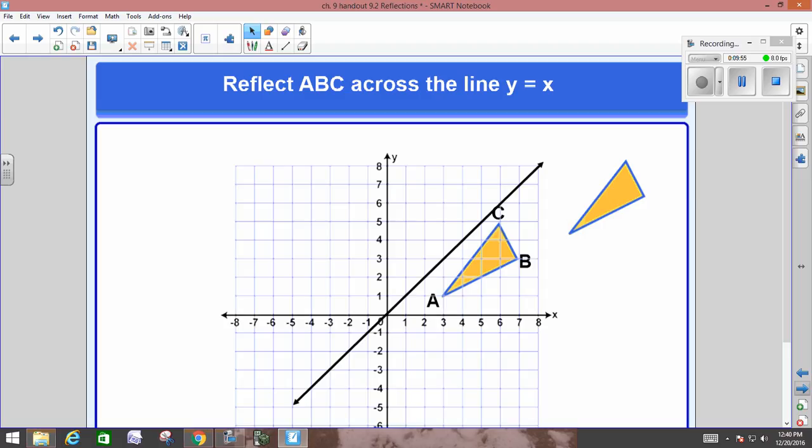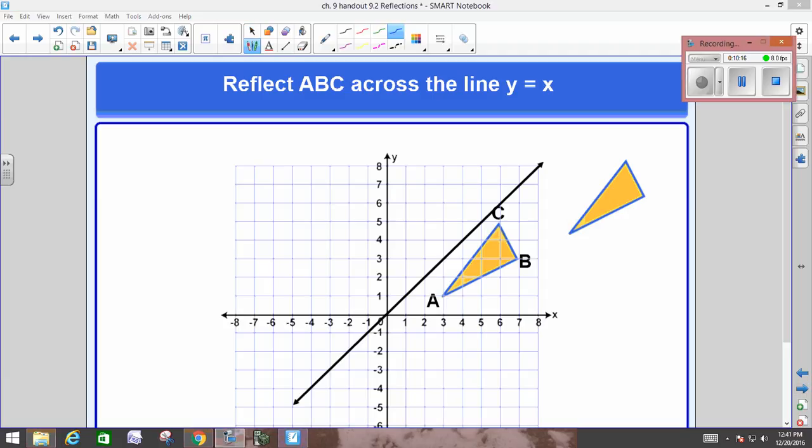You guys, a line of reflection is kind of like a line of symmetry. If you were to fold your piece of paper along this line, your triangle, would it go down into quadrant 3? Shouldn't. If I fold it across this line, you should stay in quadrant 1.